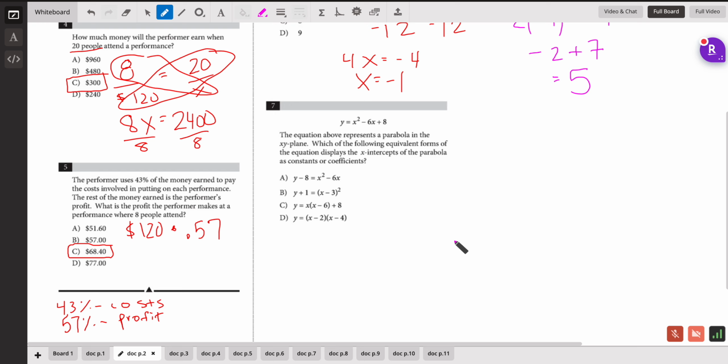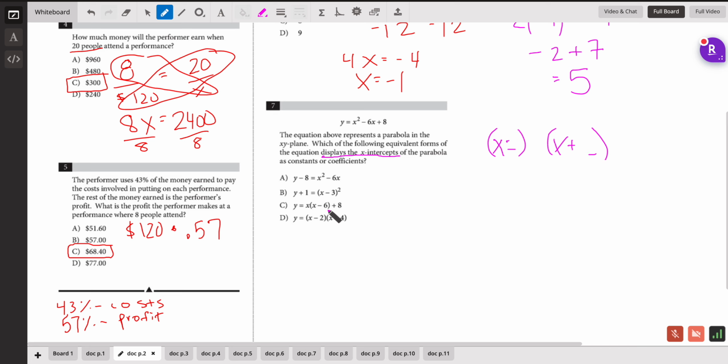Next question, number 7, says the equation above represents a parabola in the xy plane. Which of the following equivalent forms of the equation displays the x-intercepts of the parabola as constants or coefficients? Okay, so if we take a look at all of these and you're just like, oh my gosh, what is going on? Like this is crazy, right? So the way that we display it as the x-intercepts is going to be like this, right? x minus a number, x plus a number, or x minus a number, x minus a number, something like that. We need to factor this out.